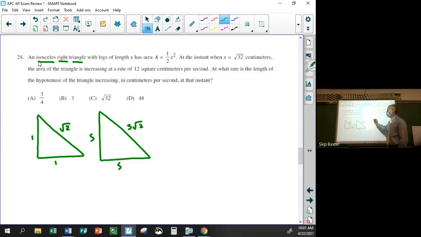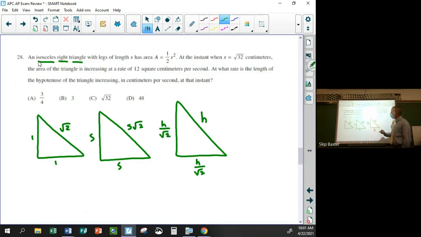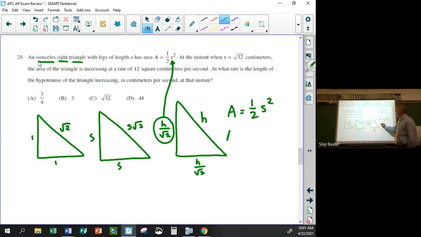Or another way you can do it that might be easier is think of it as like, this is H, and this is H over radical 2. That way, you can make the substitution. This is S, plug it in for S there. Then you have the area in terms of H right away. You know what I'm saying? Yeah. So if area is 1/2 S squared, then the area is really 1/2 of H over radical 2 squared. So the area is 1/4 H squared.